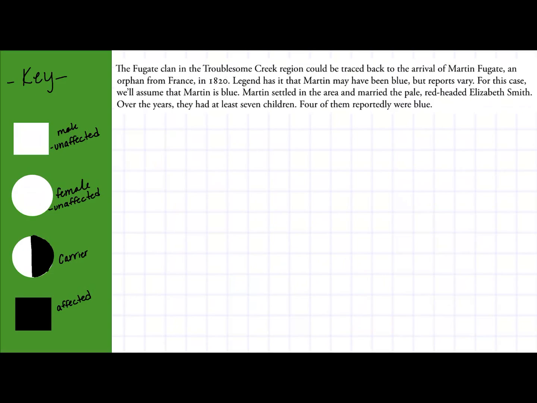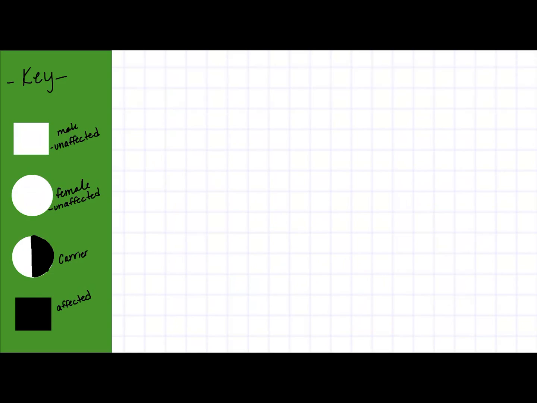Okay, so the Fugate clan was started, and as far back as we can go is to 1820. A man named Martin, who they think was blue, married a redheaded woman named Elizabeth. So we're going to start by drawing our pedigree. The first person was a man who was married to a redheaded woman, and he was affected. So we're going to color him completely in. We know that they had 7 children, 4 of whom were blue, but because of genetic data, we can only get the information for one of their sons, so I'm just going to draw part of the family tree.